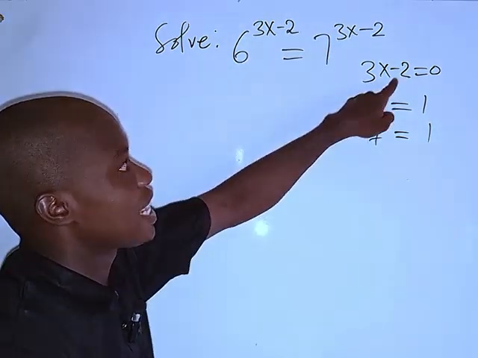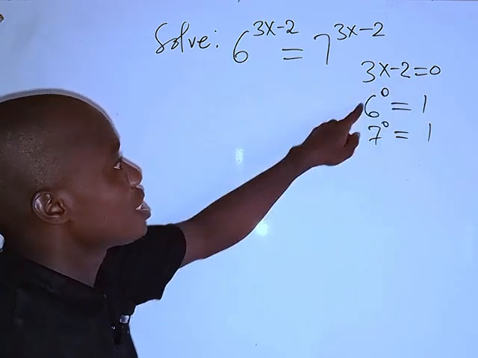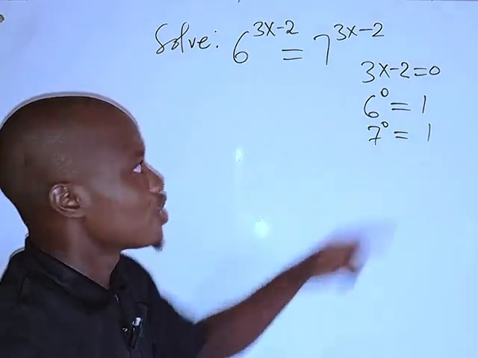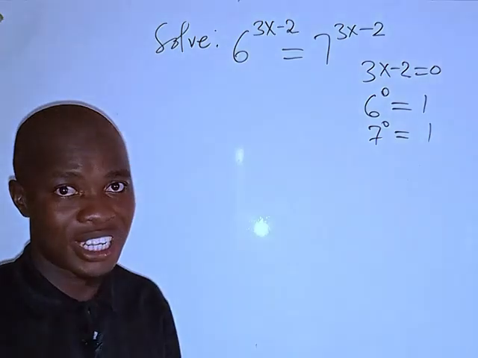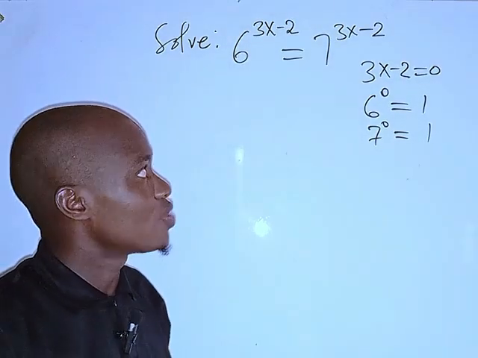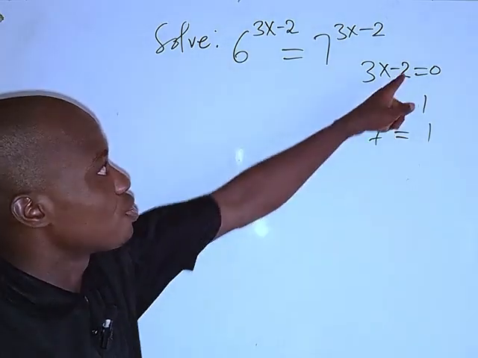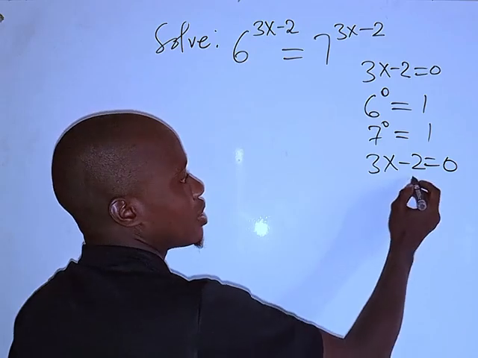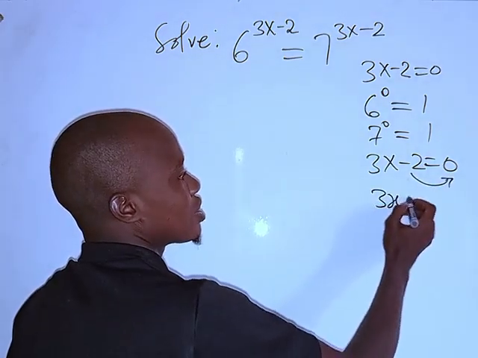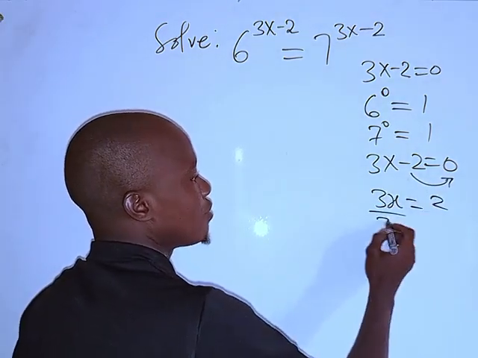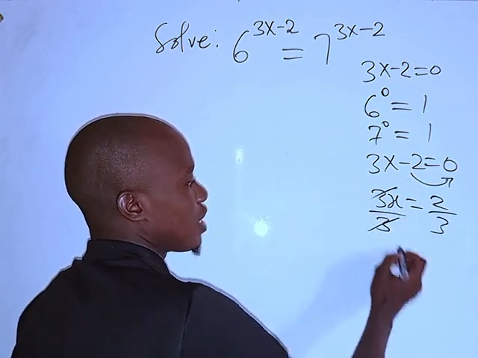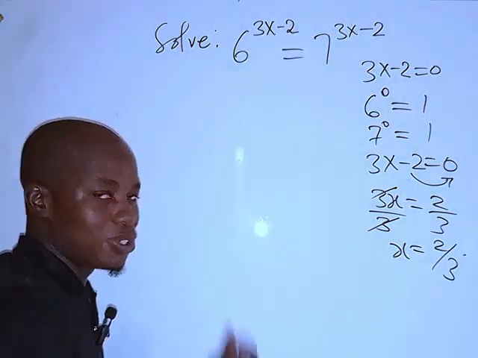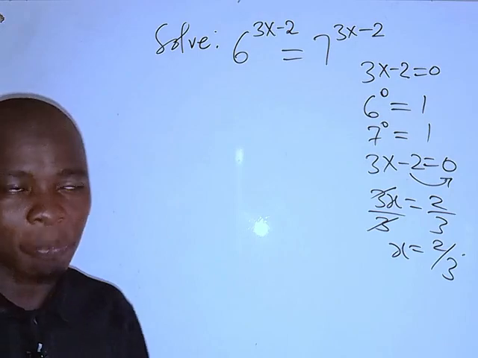So if 3x minus 2 equals 0, then 6 to the power of 0 gives us 1, and 7 to the power of 0 also gives us 1, which makes this equation satisfied, right? Therefore we can deduce that 3x minus 2 equals 0. Then taking this to this side, we have 3x equals 2. Then dividing by 3 over 3, x will be 2 over 3. So the value of x is 2 over 3, and that's all.